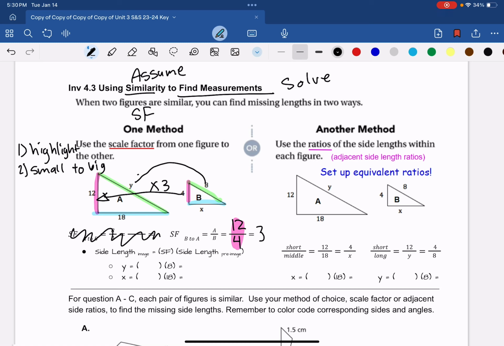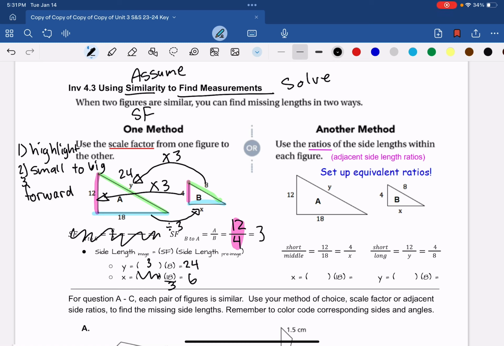So if I go 8 to y, that y has to be 3 times bigger. So 8 times 3, that y has to be 24. Boom, done. But instead of coming up with a new scale factor, let's just use logic here. If A is 3 times bigger than B, that means B is 3 times smaller. In other words, we can divide by that same number. So 18 divided by 3 is 6. There we go. Done.